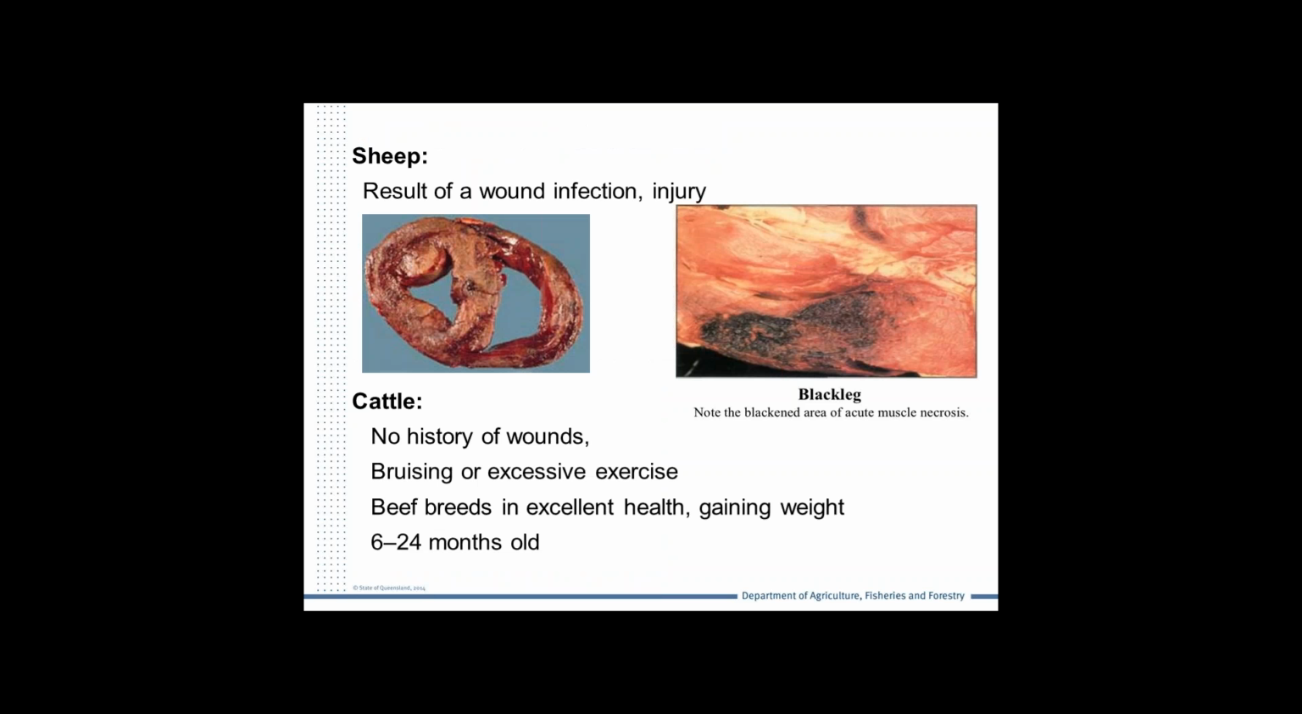Whereas in cattle, often there is no history of a wound, although bruising or excessive exercise can precipitate the disease. Often you'll see it in beef breeds in excellent health, which are gaining in weight, that are most commonly affected. In cattle, it can occur between 6 and 24 months of age. However, it has been known to occur in animals as young as 6 weeks or as old as 10 to 12 months, and may occur in summer and autumn.